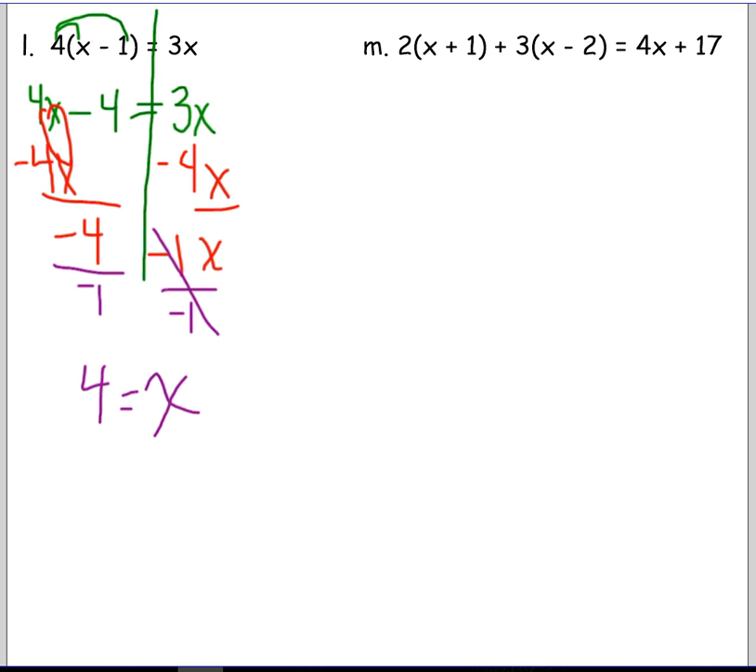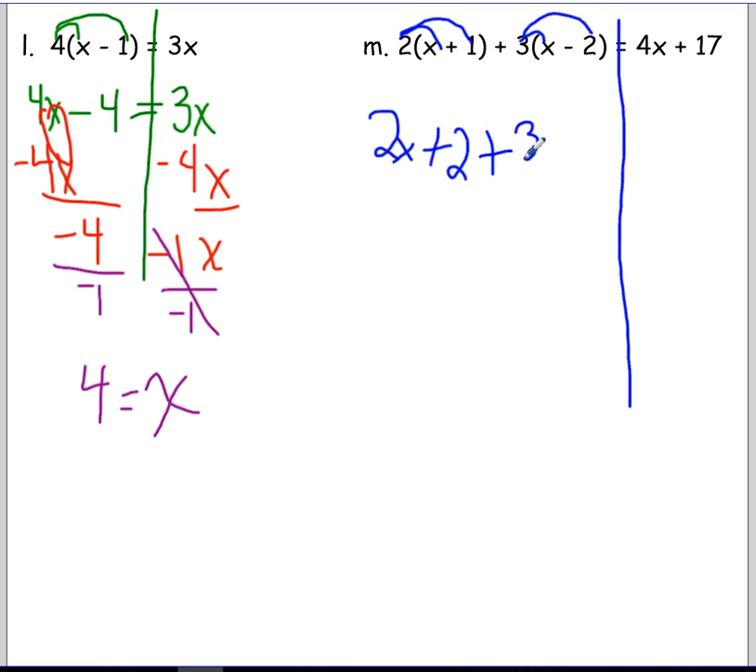And then for M, we have a lot of stuff going on. So let's look at just the left-hand side for now and simplify. First, distributing the 2 into our first parentheses. So that gives us 2x plus 2. And now we'll distribute our 3 into our second set of parentheses. So that gives us a 3x, so plus 3x, and then minus 6. And then on the right, there's nothing to do except bring it down. So 4x plus 17.